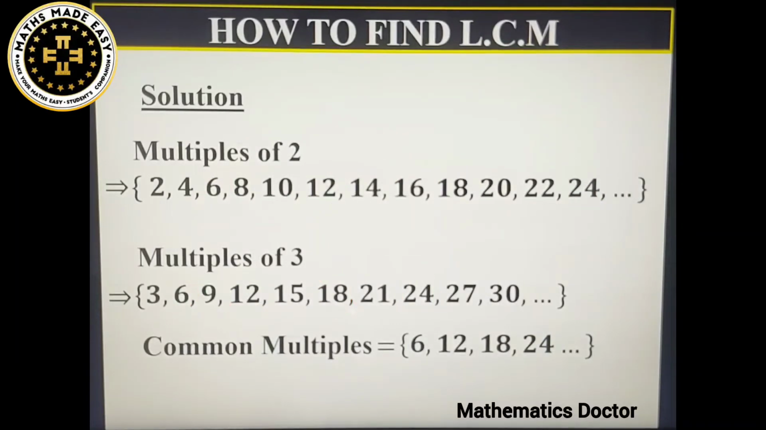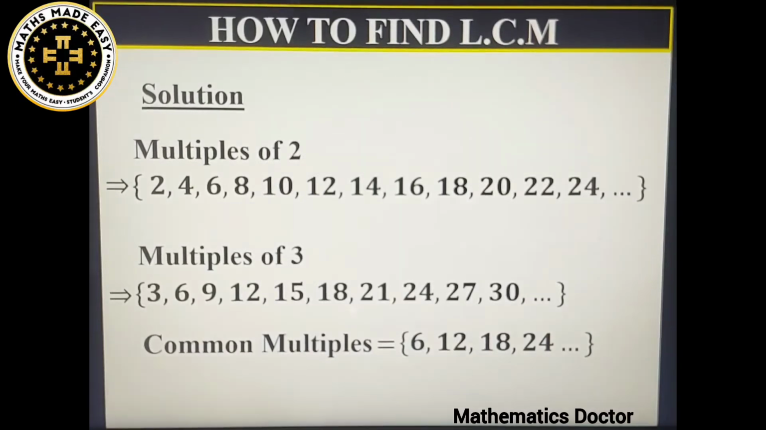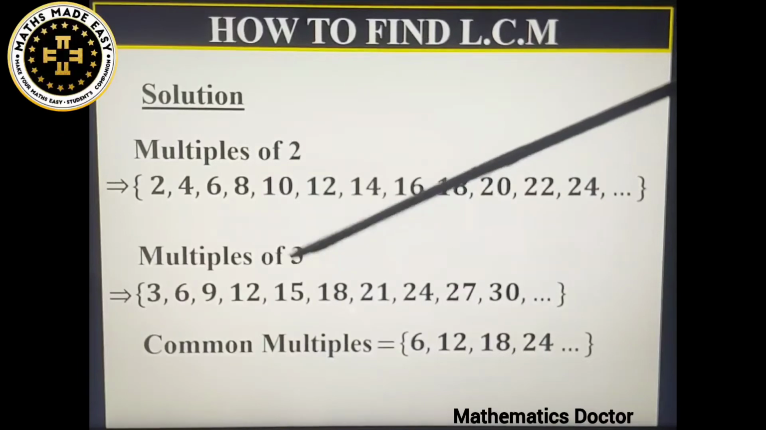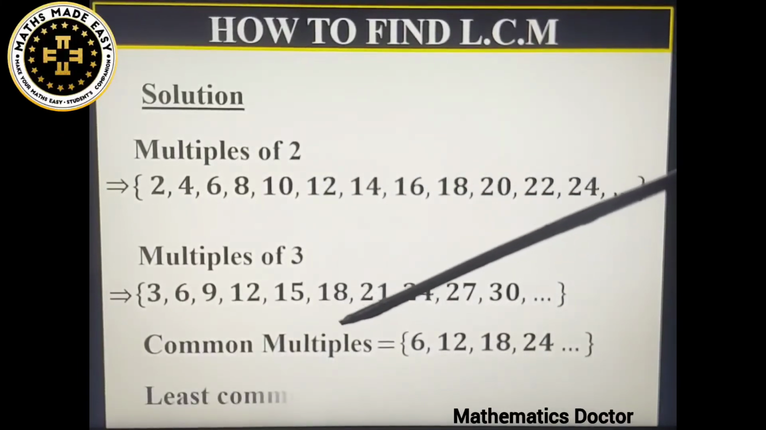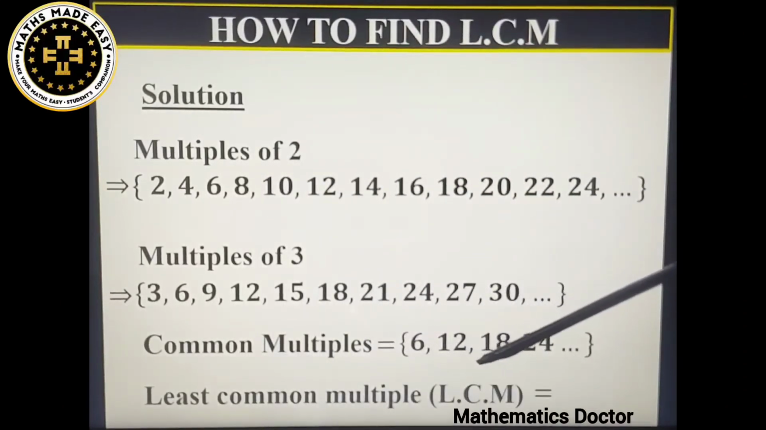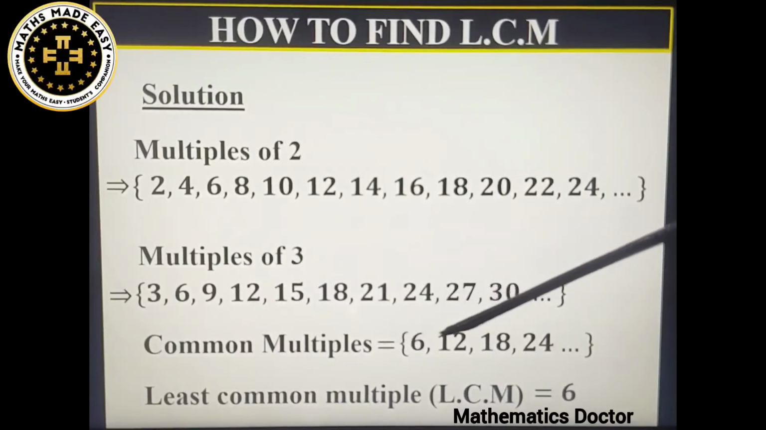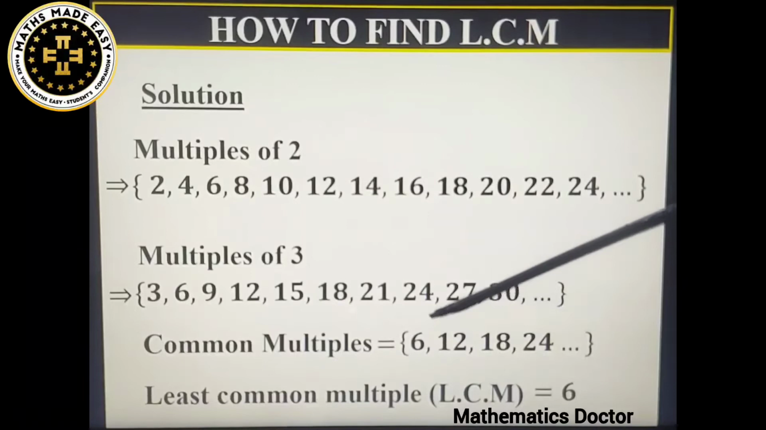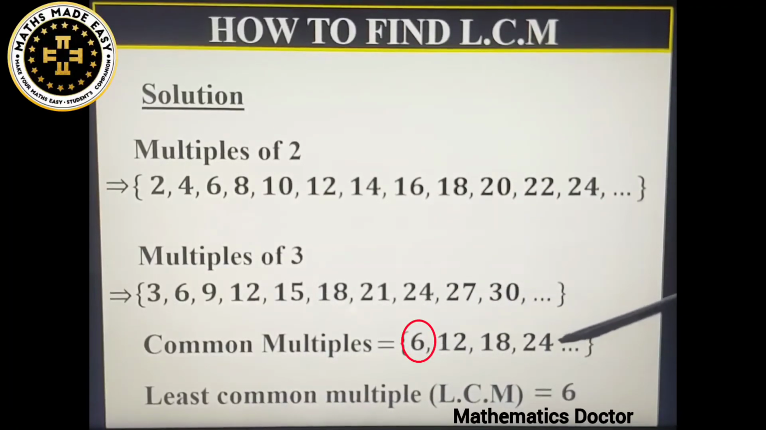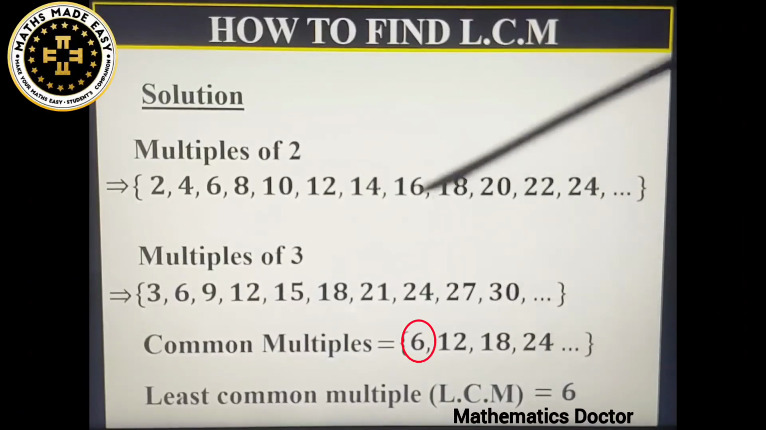Now that we have the common multiples, we can go ahead and find the least common multiple, also referred to as LCM. The LCM for 2 and 3 will be given as LCM is equal to 6. Why 6? Because the least of all the 4 common multiples so far is 6. So since 6 is the least among the common multiples, we can conclude that the LCM is 6. So the LCM for 2 and 3 is 6.